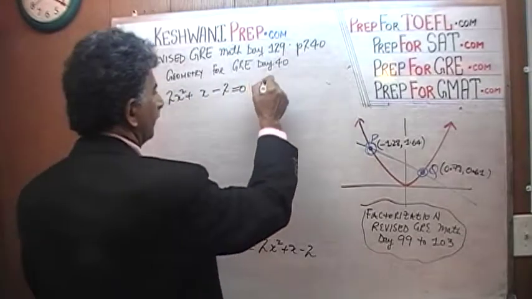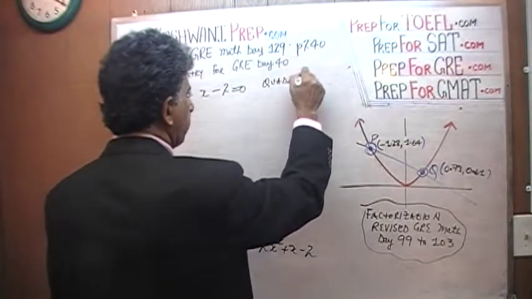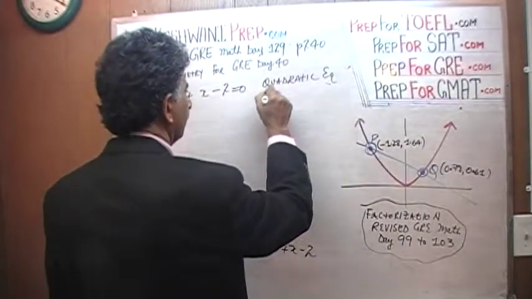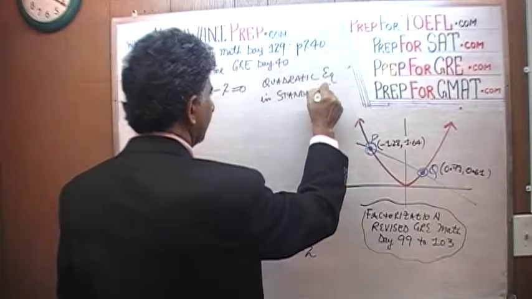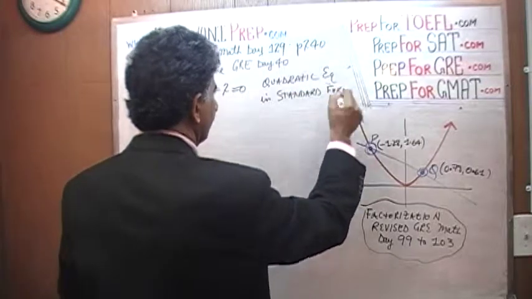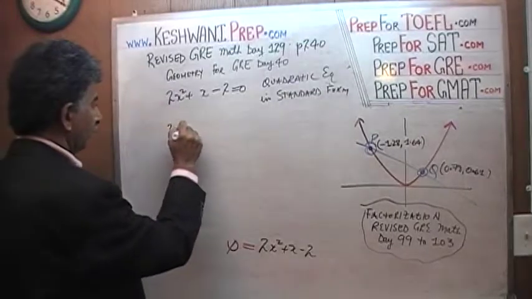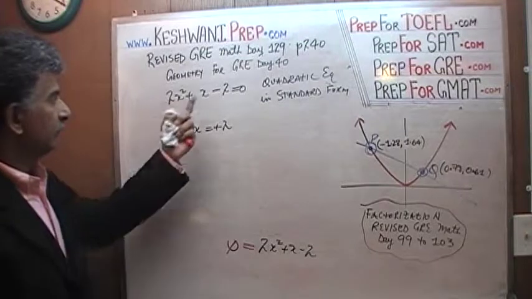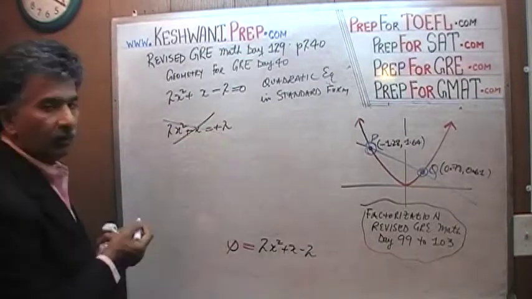This is what is known as a quadratic equation in standard form. In other words, we could have written the same exact equation as 2x squared plus x equals positive 2. This is still the same exact equation. We have just taken a 2 to the other side, but this is no longer in the standard form.